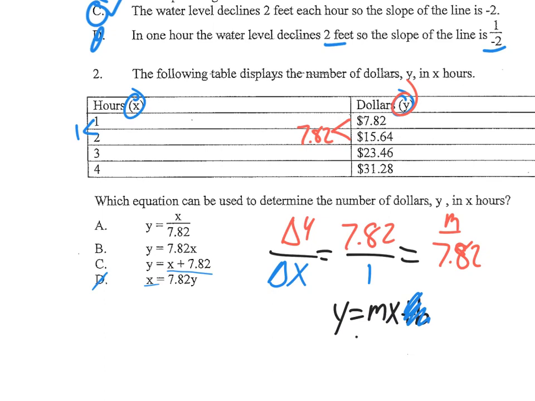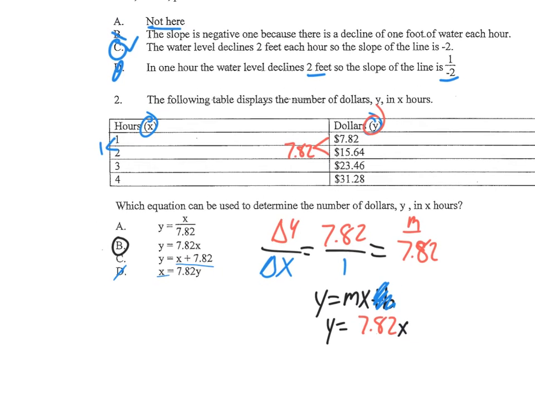So my equation would be y equals that m that we just found, that 7.82, and then our x would come at the end. So the only equation that matches that is B, which is the only one that really looks like anything we've talked about this year. C was kind of questionable, but I'm telling you, this is a proportional situation. It's not going to have a plus anything at the end.